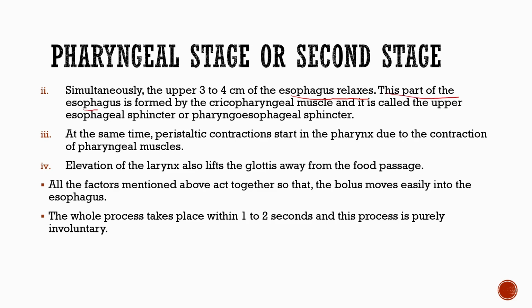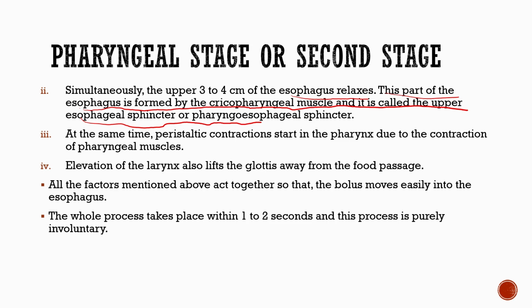This part of the esophagus is formed by the cricopharyngeal muscle, and it is called the upper esophageal sphincter, or pharyngoesophageal sphincter. Okay, so this name is also the same. The cricopharyngeal muscle makes up the sphincter, which is called upper esophageal sphincter or pharyngoesophageal sphincter.